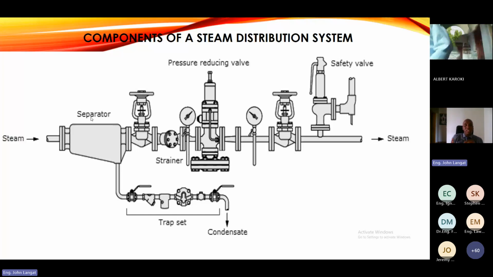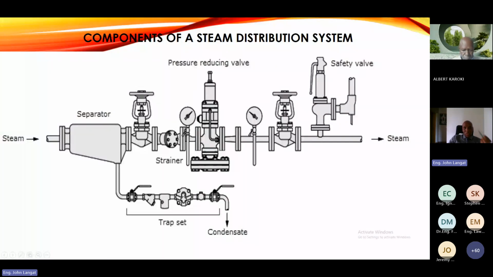It is not recommended because there will be issues of water hammer, there will be issues of corrosion, of course, and it will affect the steam generation and pressure capacity of the boiler. So the separator serves to remove any water from the steam supply line. And you can see here, they've installed a trap set. This is called a trap set, or a steam trap system. So once you remove that water, then the steam can now go into the plant.